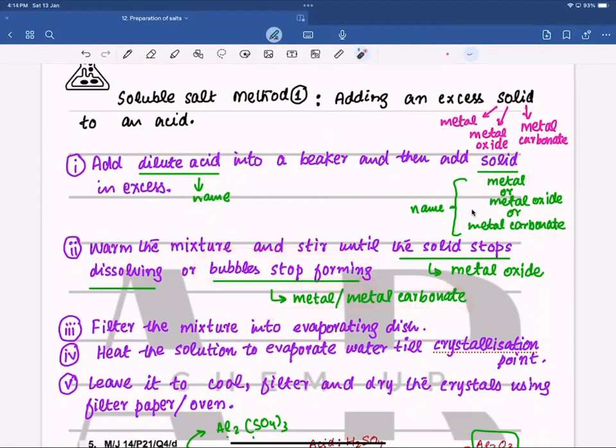Then in the third step, we filter the mixture into the evaporating dish so the excess solid will be separated. And then we evaporate the solution till crystallization point. What does crystallization point mean? It's the point when some of the solvent has evaporated, and due to the evaporation of the solvent, the crystals of the salt start appearing in the solution. Then we leave it for some time so it gets cooled, and on cooling, more crystals are formed. Then after that, we filter it and then dry these crystals using filter paper or oven.